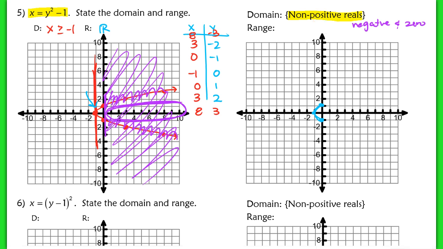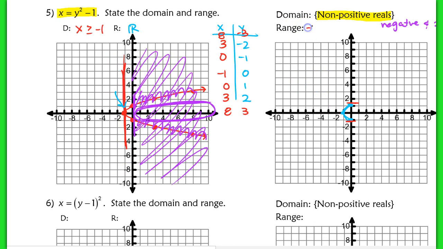Now if we talk about the range here, we have a low point, we have a high point, right? The graph does stop. So our range here goes from -1 to +1. Okay, there's our range.